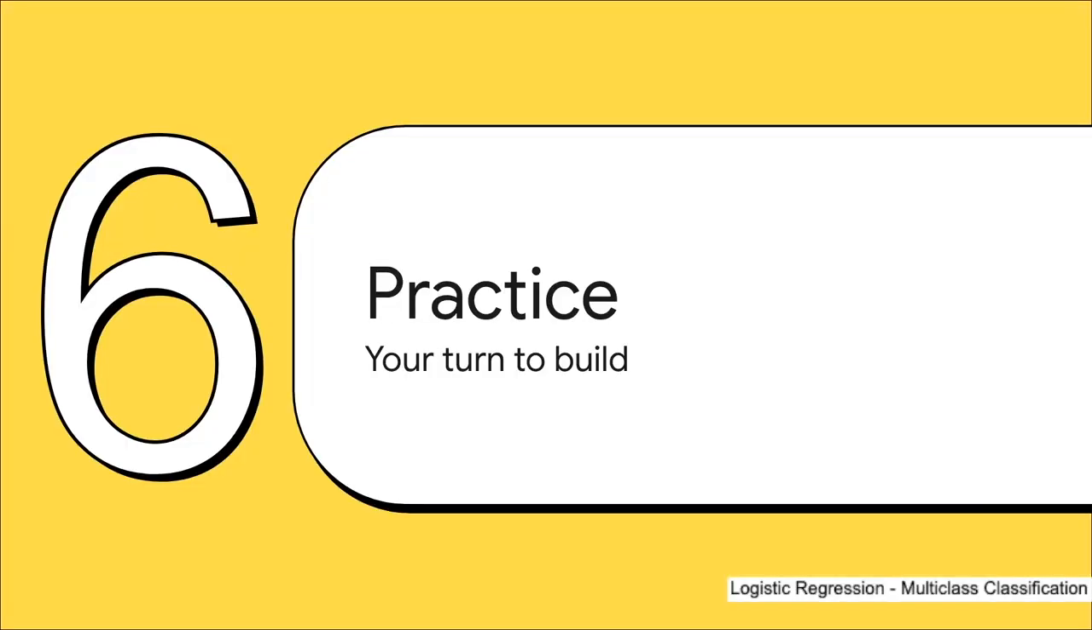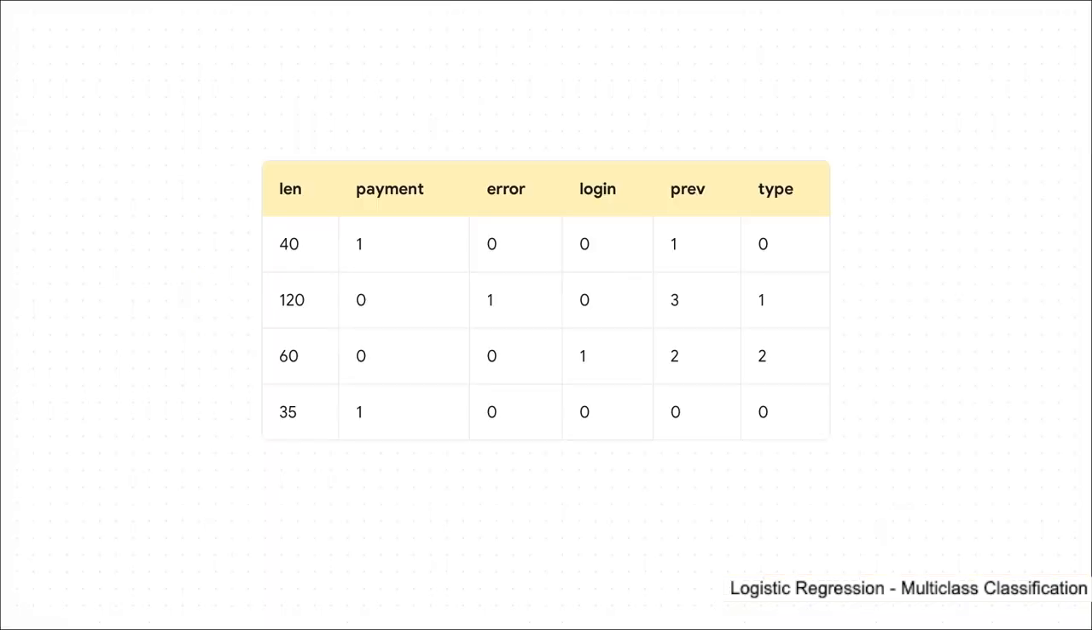Section 6. Your turn to practice. You've seen exactly how the PyTorch multiclass pipeline operates under the hood, and now it's time for you to take the wheel. Your challenge today is to build a classifier for this support ticket dataset. Instead of flower measurements, you've got text-based features, message length, binary flags for payment, error or login keywords, and the number of previous tickets. Your target is to map these tickets correctly to 3 different departments: billing, which is class 0, technical, class 1, or account, class 2.